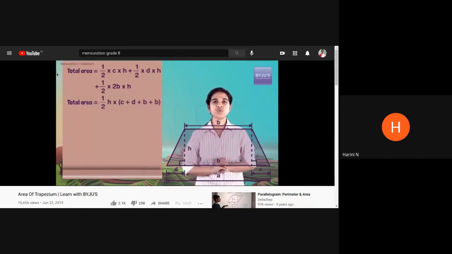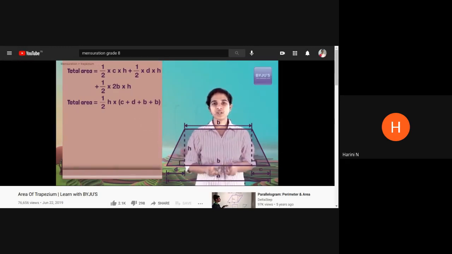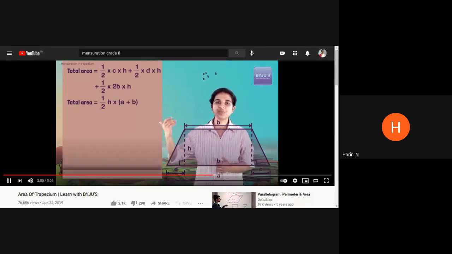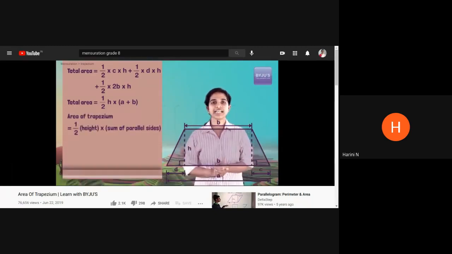Now we can write this 2b as b plus b. We can split it out. So I can write it as half h into c plus d plus b plus b. If you add up the first 3 terms, what is that giving you? What is c plus d plus b? Look at your figure. C plus d plus b is nothing but this entire length a. So instead of c plus d plus b, we can replace it by a. The next b remains as it is. So this gives us half into h into a plus b. That is the formula for your area of a trapezium. It is half height into sum of parallel sides.